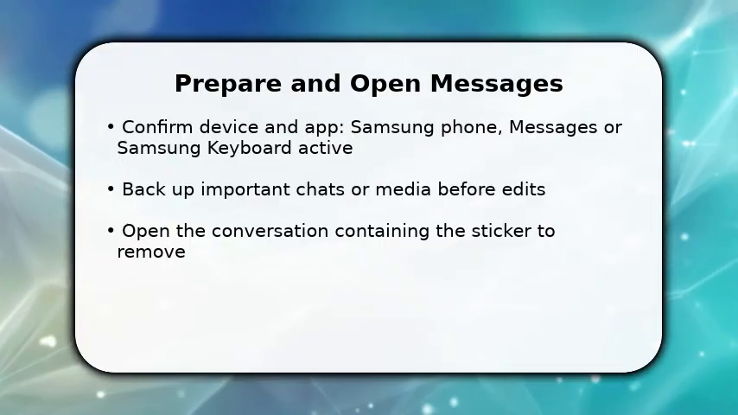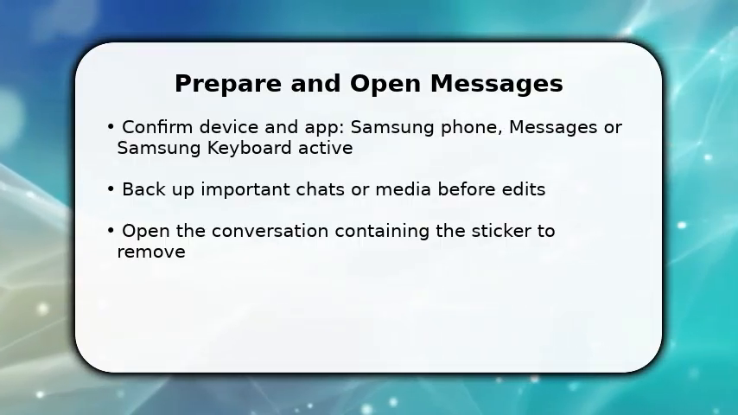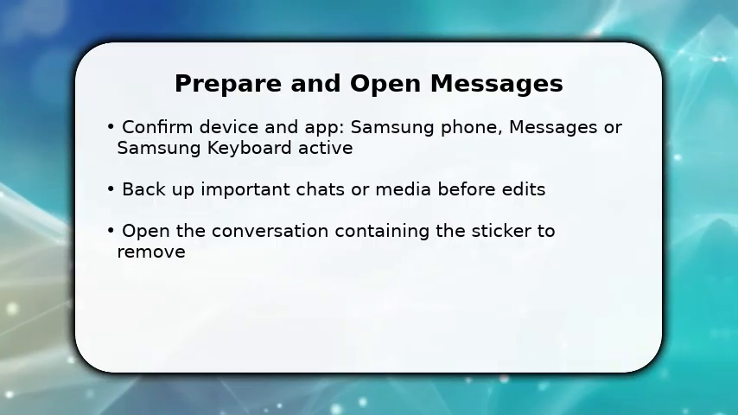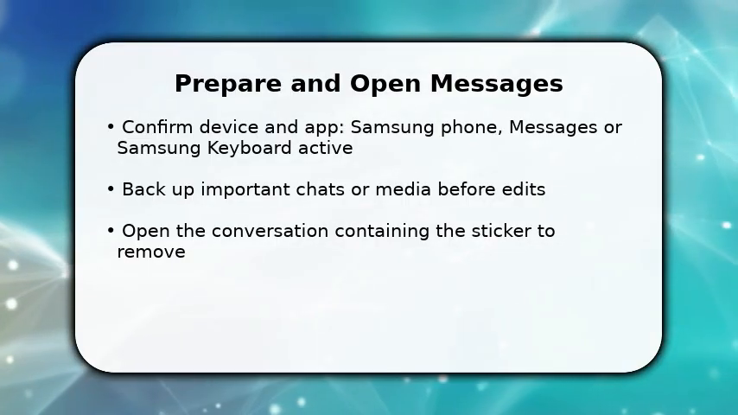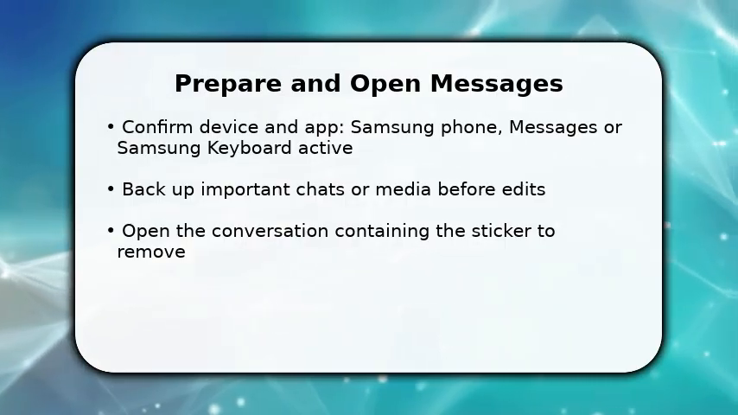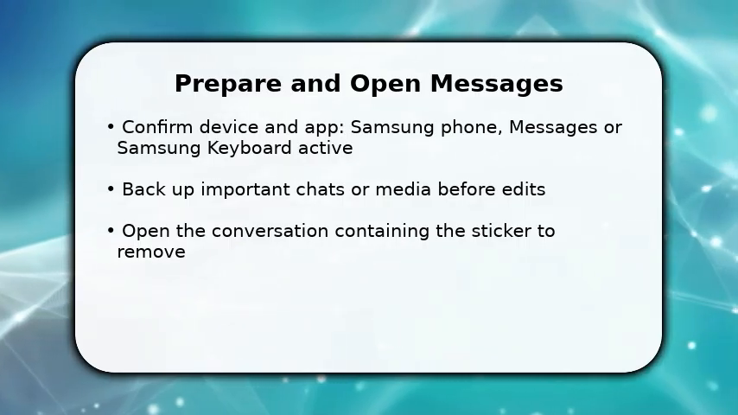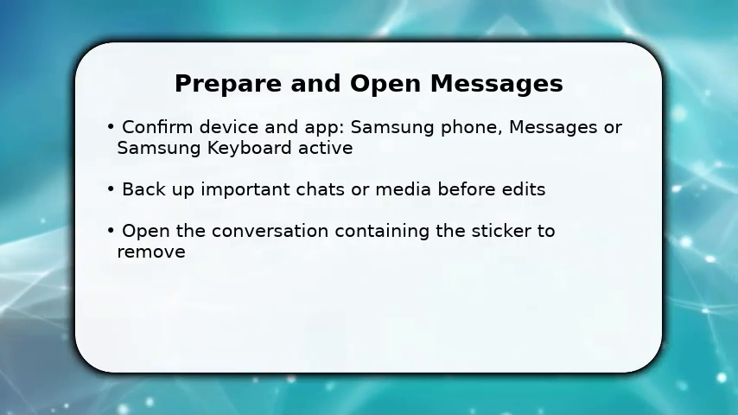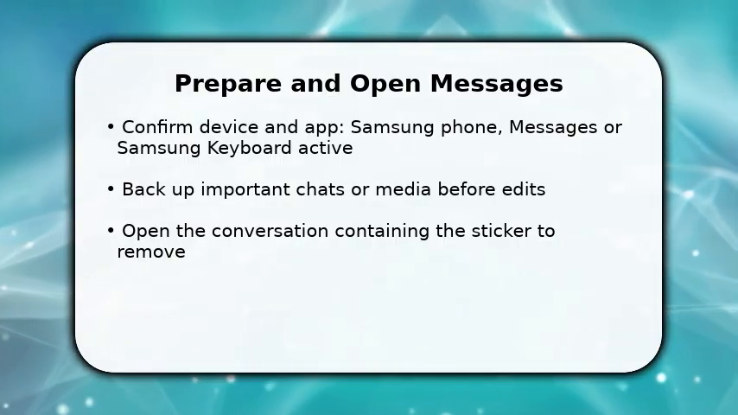You start by making sure you're in the right place. Open Samsung Messages or the app where the sticker exists. Once done, verify you have a backup of any important chat content so you can recover if needed. Tap the conversation to display messages, then locate the specific sticker message you want to delete. Don't navigate away, you'll act directly on that message. This avoids deleting the wrong item and sets you up to remove the sticker quickly and safely.